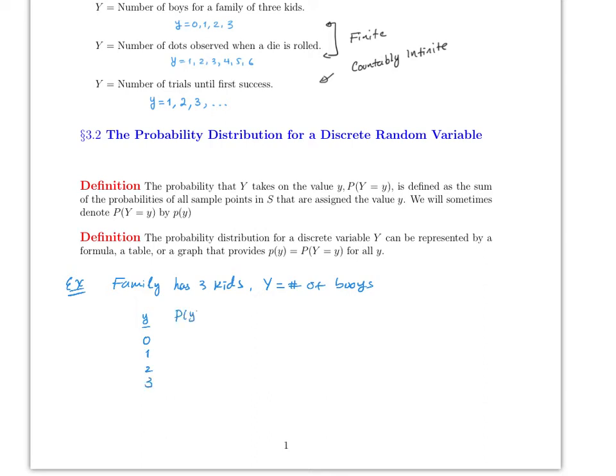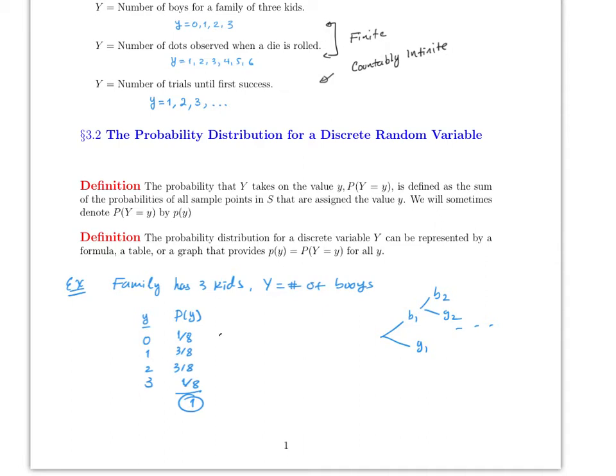And the associated probabilities, well, we did this before, where you can have a boy or a girl, and then boy, girl, and so forth. Okay? So you should check this. The associated probabilities for this were 1/8, then 3/8, 3/8, and then finally 1/8. And notice that everything adds up to 1. We'll talk about this in a little bit.